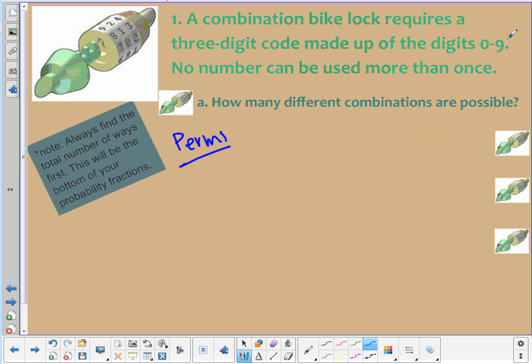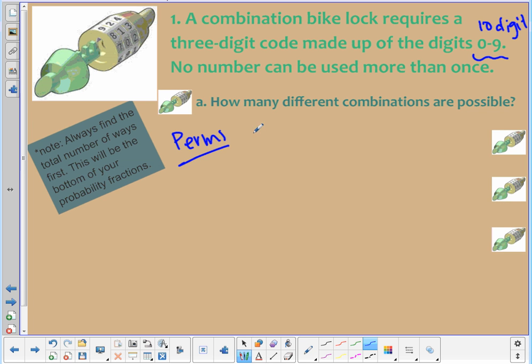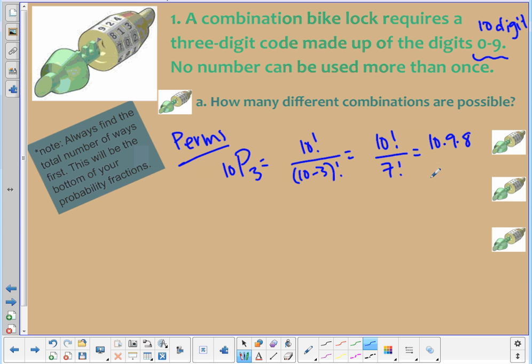We have 10 different digits because we have to count 0 as well, and we are choosing 3 of them. So this is 10P3, which looks like 10 factorial over (10 minus 3) factorial. That's 10 factorial over 7 factorial, which is really just 10 times 9 times 8 because 7 on down goes away. So I end up with 720 ways. Now, this is going to be the total. This is our total number of ways for the rest of these probability questions.